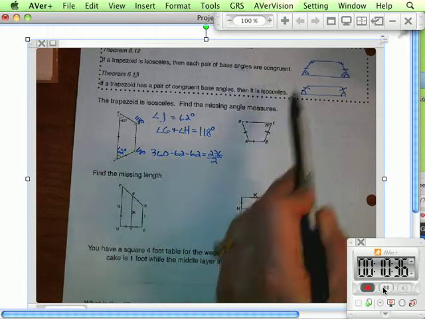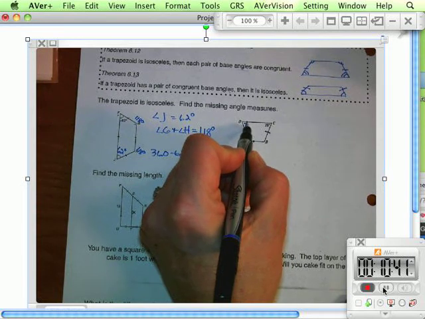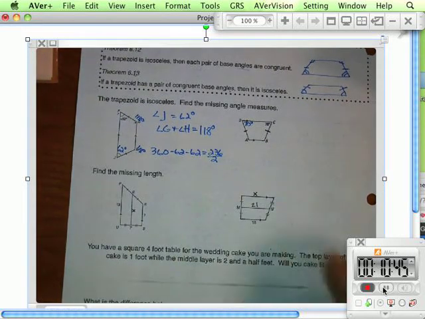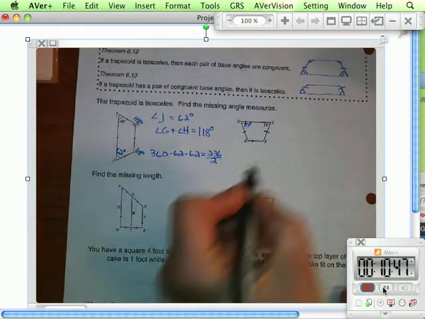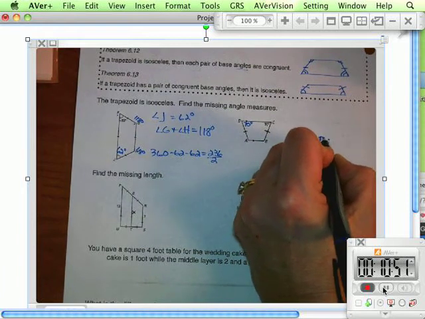Okay, so here, this is an isosceles trapezoid. This tells me that this angle is congruent to this angle, which makes that 70 degrees. So I want you to figure out what A and B are, just like we did in the last problem. A and B, sorry.